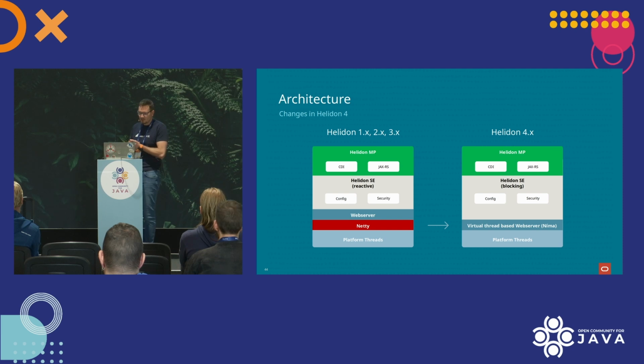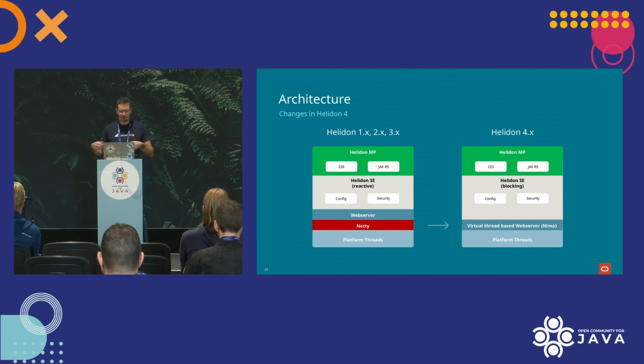This is what we changed in Helidon 4. We have ditched Netty. We had built Helidon on top of Netty. Our web server was built on top of it. It was reactive. Helidon SE was reactive, and Helidon MP was imperative because we were always offloading to physical threads all the time.